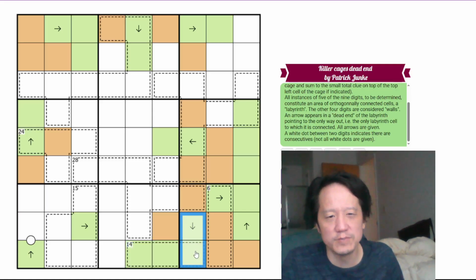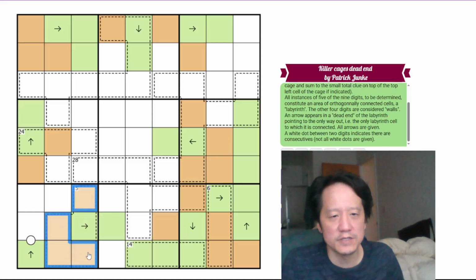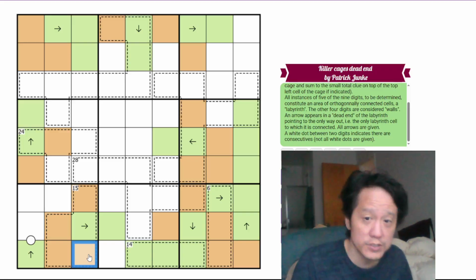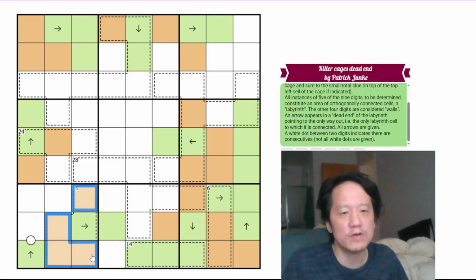So all of these must be labyrinth. This is a cage. Sorry, this is wall. These are walls. And this must go this way. That's actually very interesting. And we know only 4 unique digits make walls, and we have 4 walls already in box 7. So this must be all labyrinth, which means this is labyrinth to connect to the rest. This must be labyrinth.